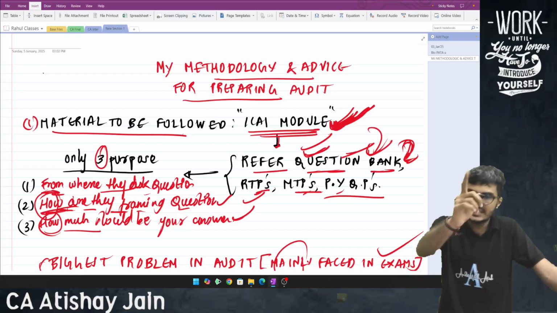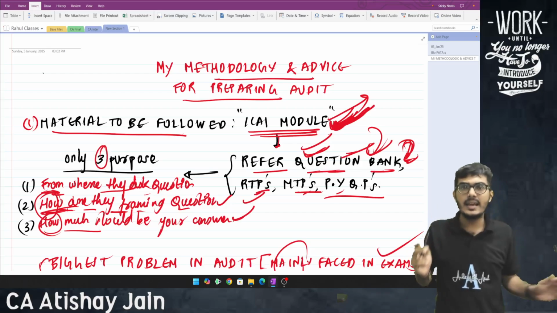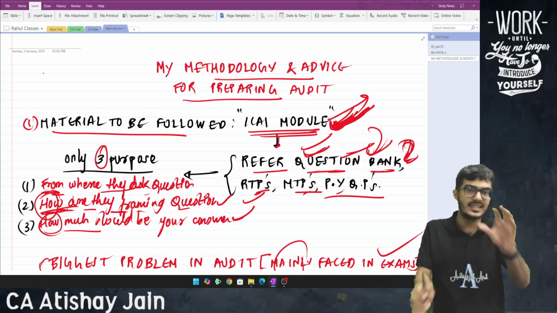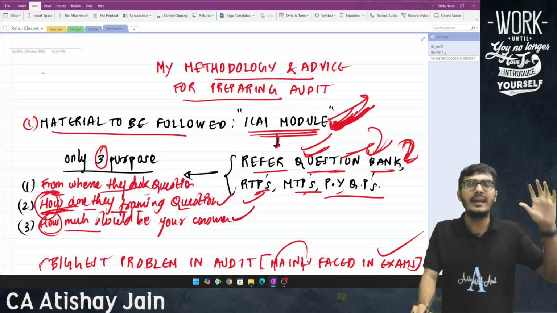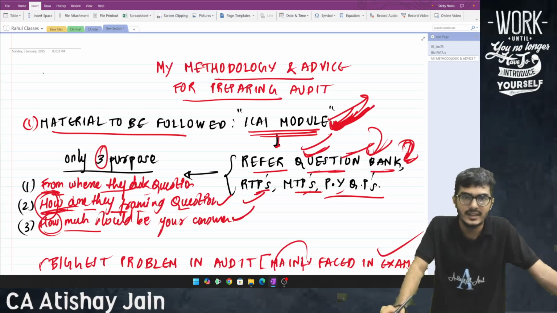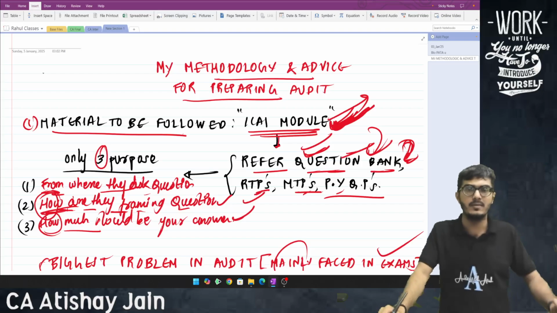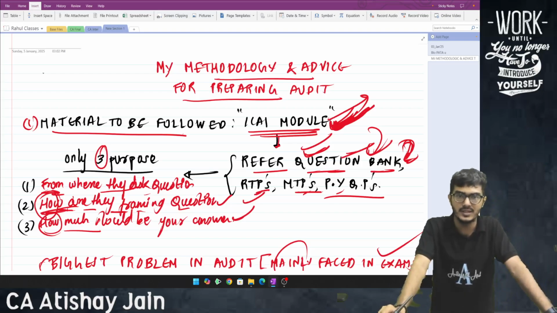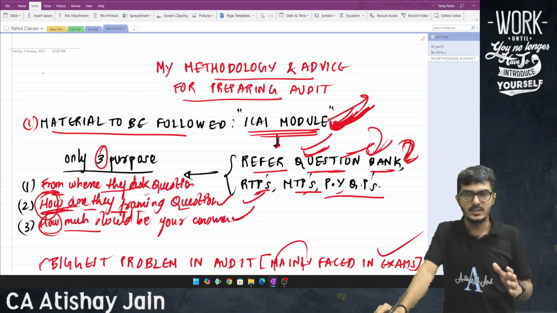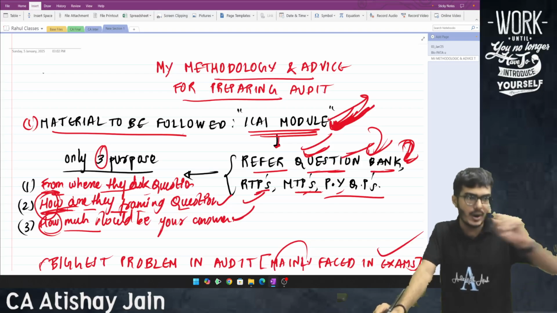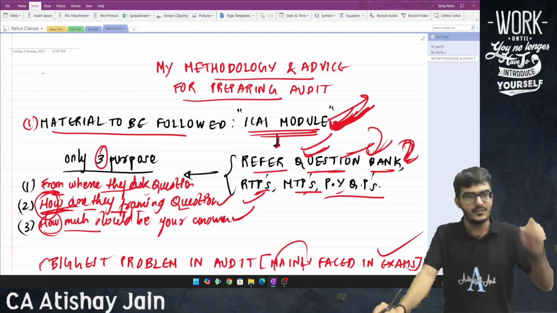The reason why I'm forcing you to focus on the ICAI module is that ICAI does not have a rule of asking questions in a particular format. They can ask questions in any way, twisted and turned. In any nook or corner, they can pick up a line and convert it into a question. That is not possible with a question bank, because a question bank has limited questions, and ICAI can frame multiple questions, three, four, five, for the same answer.